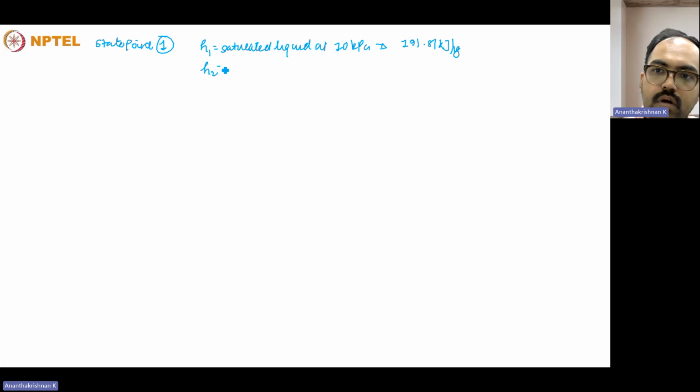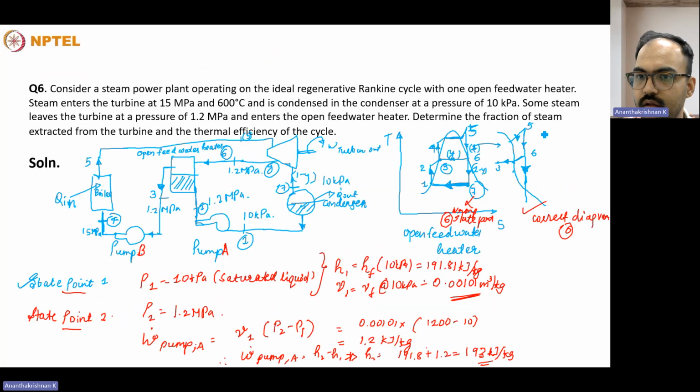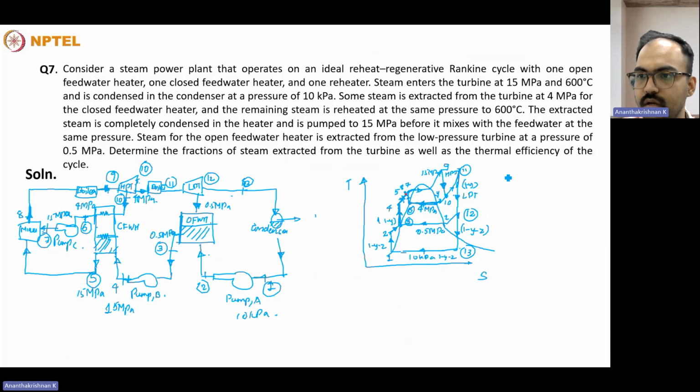And the point 2. So there's an intermediate pressure of 0.5 megapascal. So in the previous problem, this was at 1.2 megapascal. So that was a completely different pressure. Here we have two intermediate pressures. One is 4 megapascal and the second one is 0.5 megapascal.